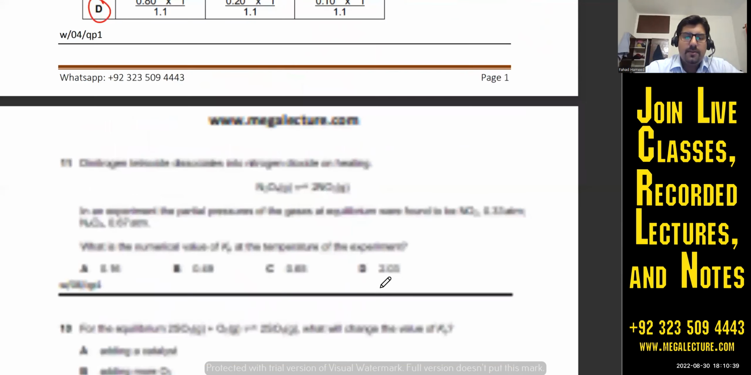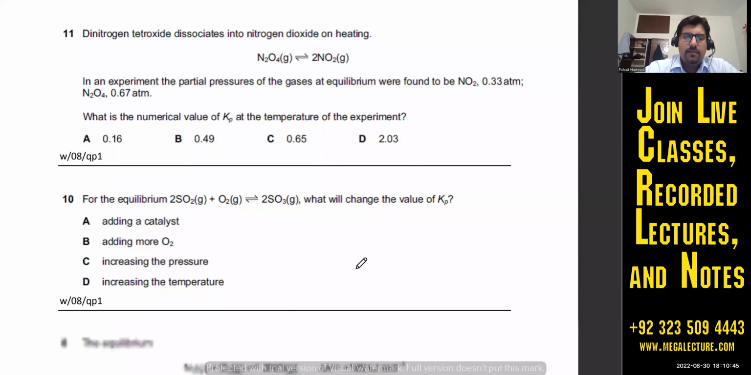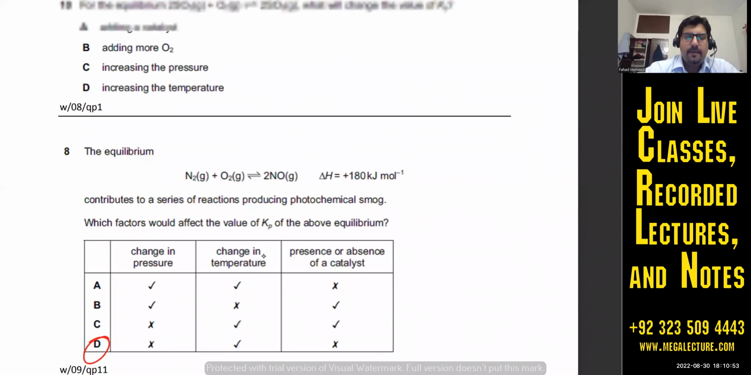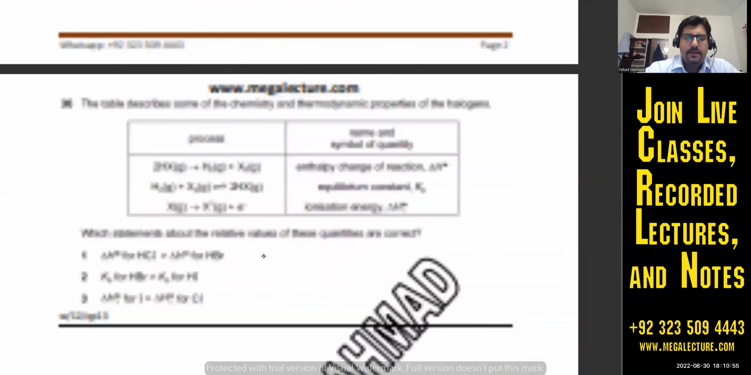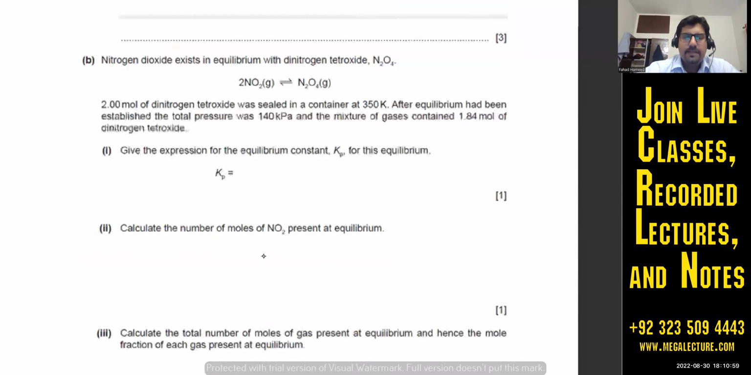अच्छा, अगला part, बस सिर्फ KP वाली questions. Remember, only temperature changes KP. Ajay, just KP questions directly. Ajay, this one. So here's a gas, and again it's a similar question.